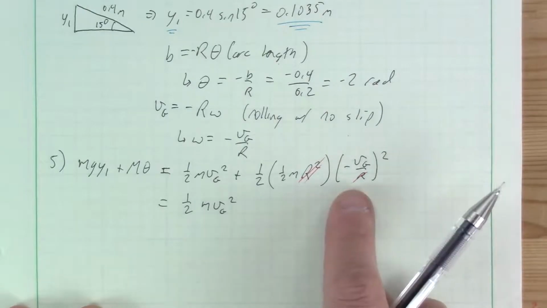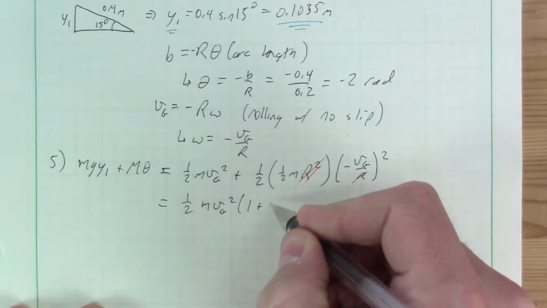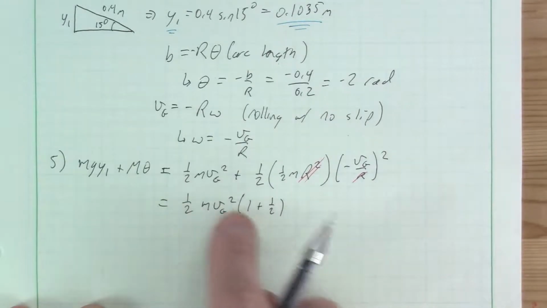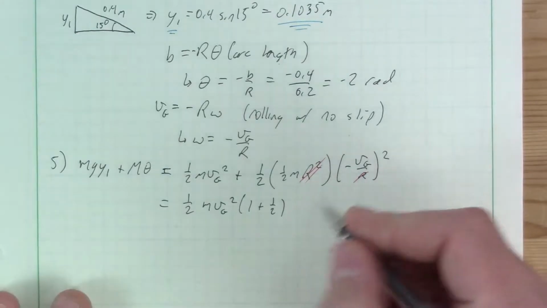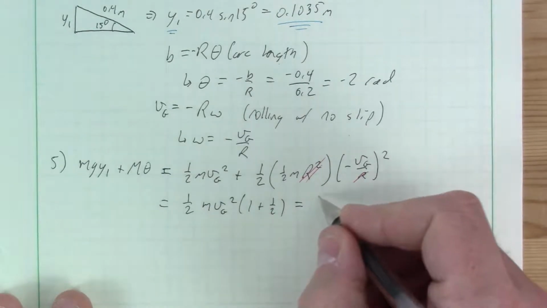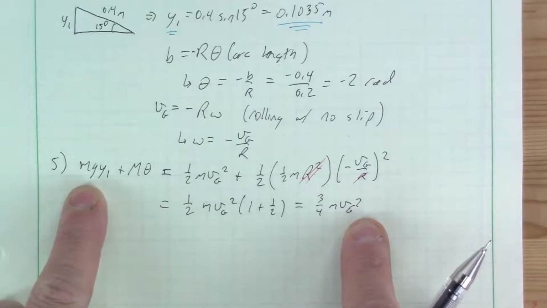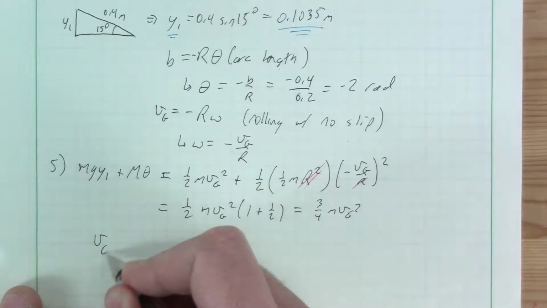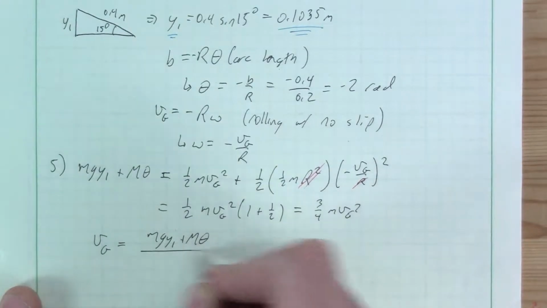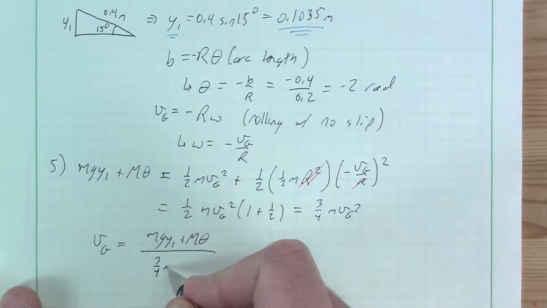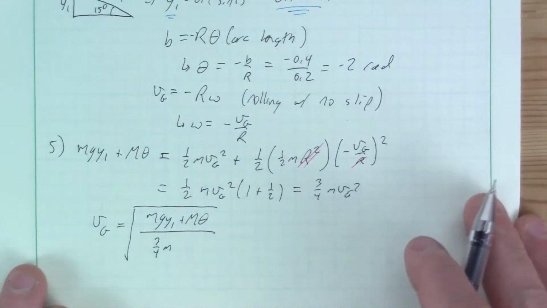But then what else are we missing? Well, this is just another 1/2 there. So then this is just 1 plus 1/2, where the 1 comes from that term and the 1/2 comes from this term. So this is really 3/2. In fact, the whole term here is 3/4. So 3/4 m vg squared. Now we're prepared to take this and that and just solve for VG. VG is then just going to be mgy1 plus M theta all over 3/4 of the little m mass, square root, because this would otherwise give us VG squared.